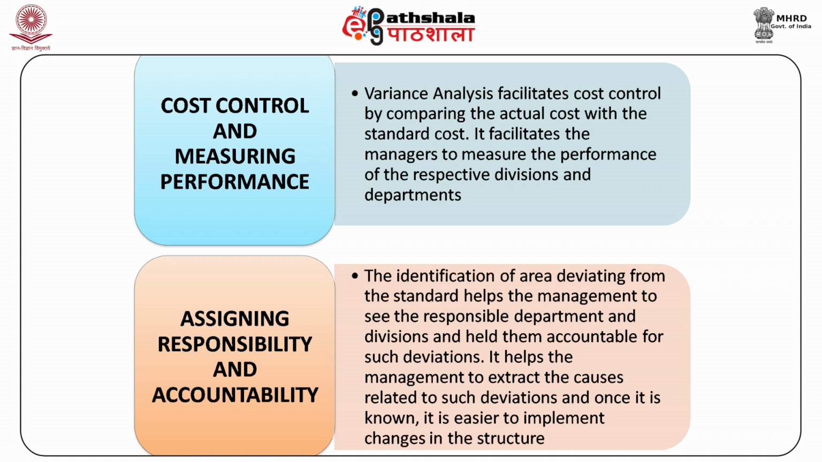2. Assigning responsibility and accountability. The identification of areas deviating from the standard helps the management to see the responsible departments and divisions and hold them accountable for such deviations. It helps the management to extract the causes related to such deviations, and once it is known, it is easier to implement changes in the structure.